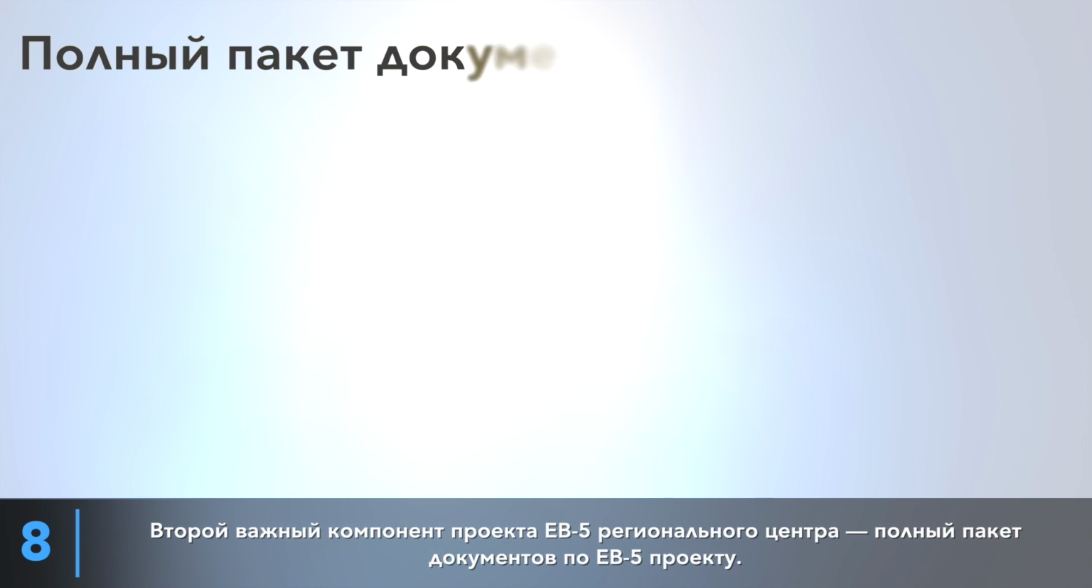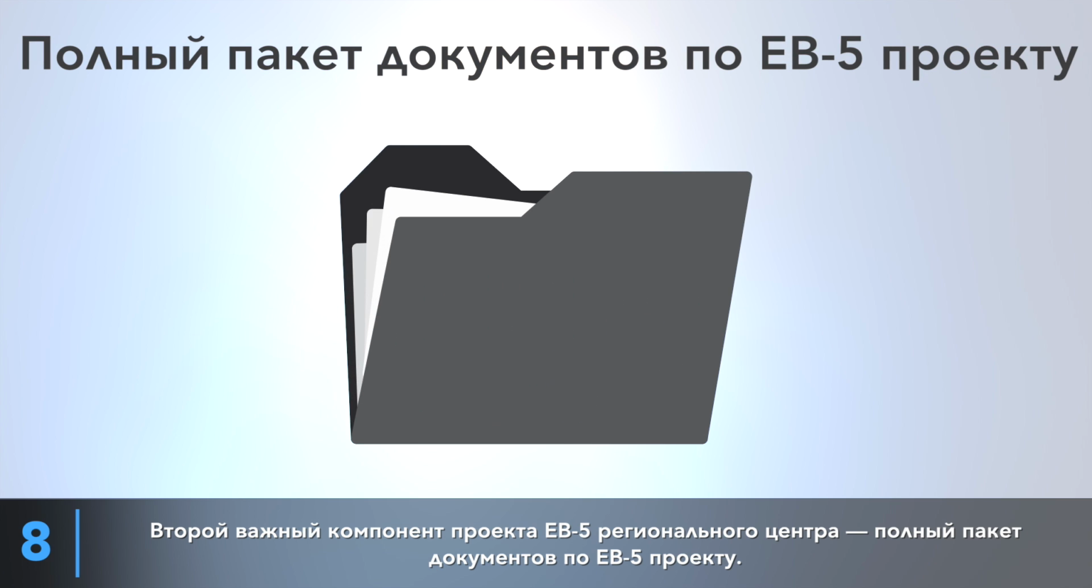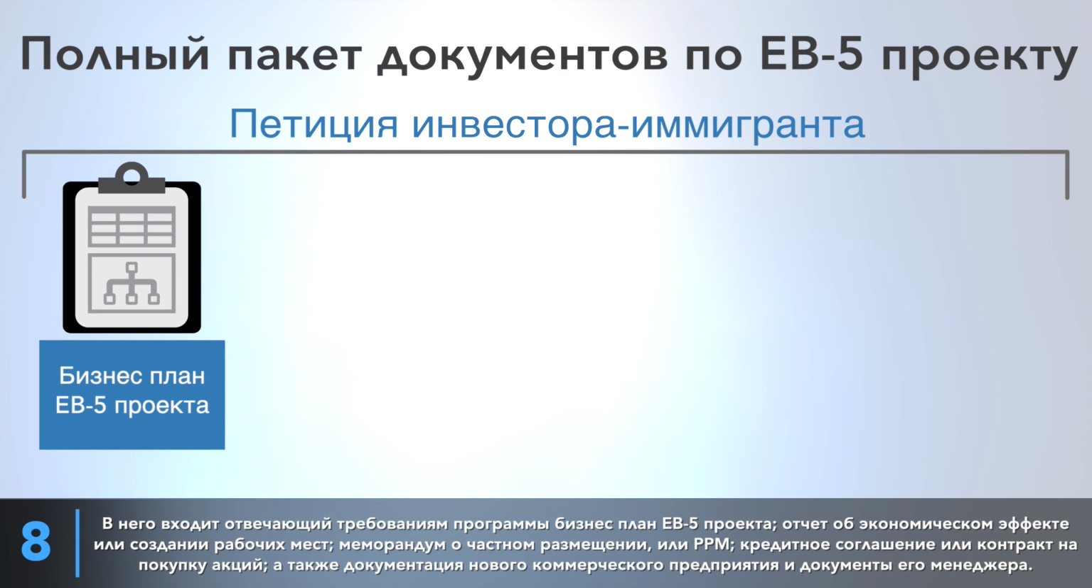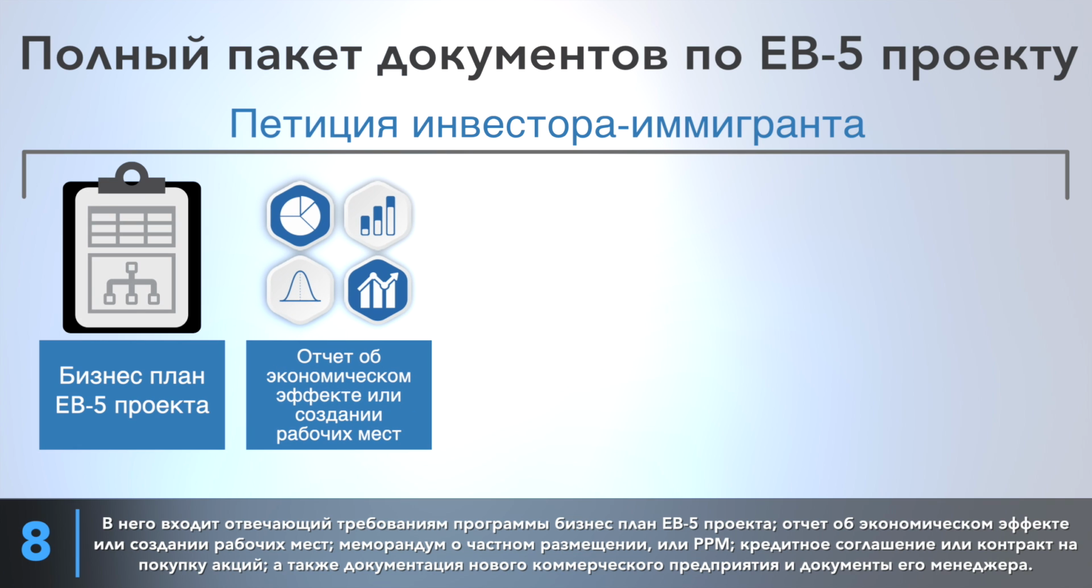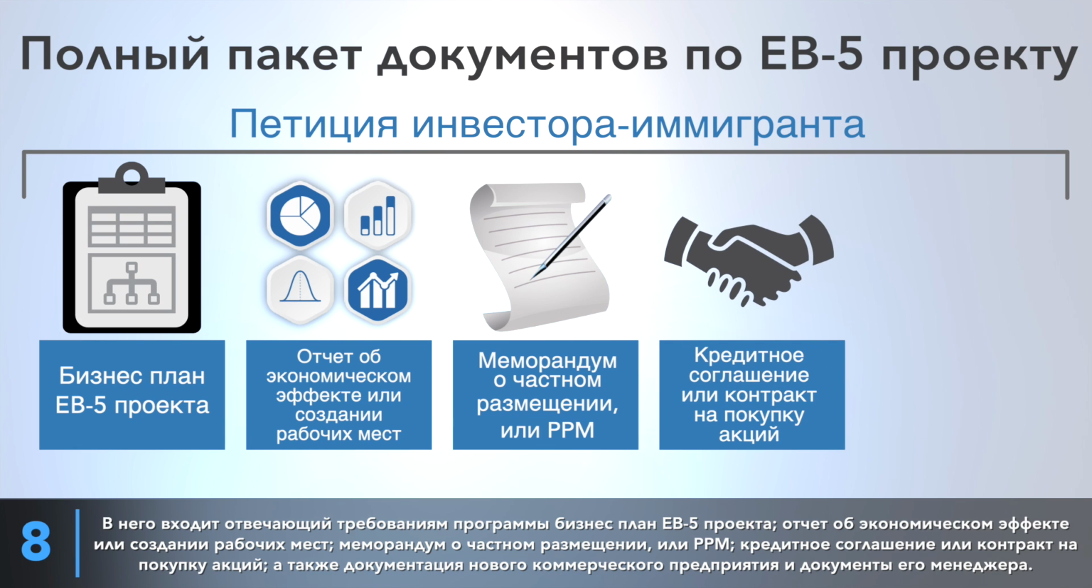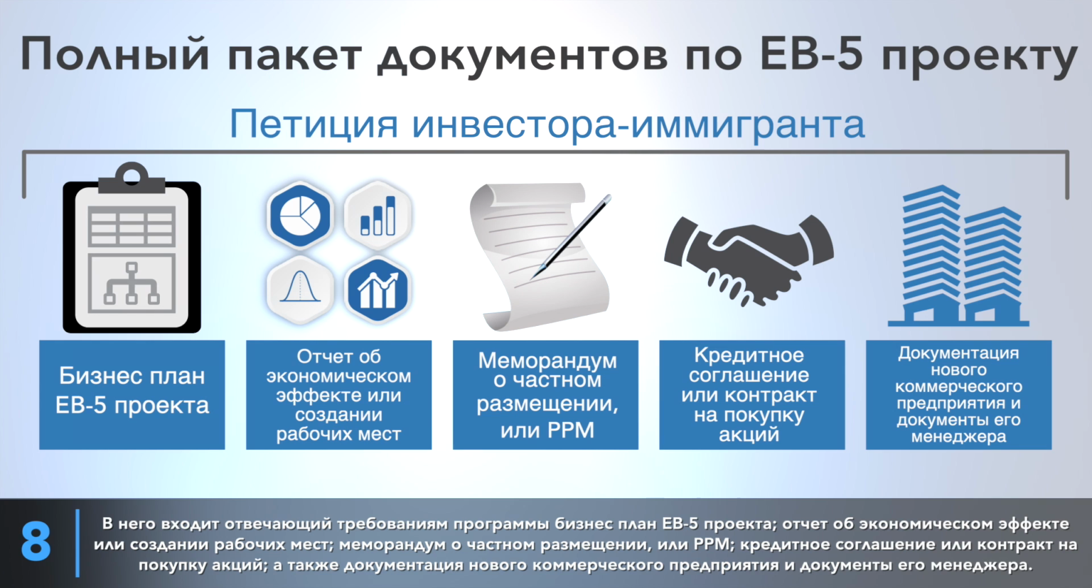8. Complete EB-5 project documentation. The second major component of an EB-5 regional center project is the complete set of EB-5 project-specific documents. These include the project's EB-5 Matter of Ho compliant business plan, economic impact or job creation report, private placement memorandum or PPM, loan agreement or stock purchase agreement, and the new commercial enterprise entity and manager documentation.